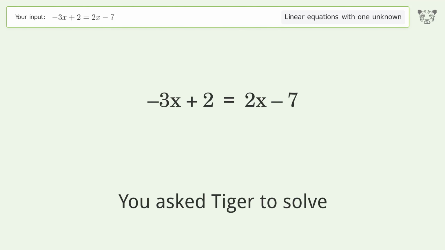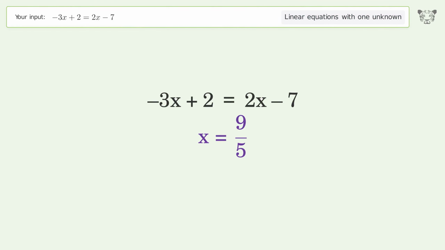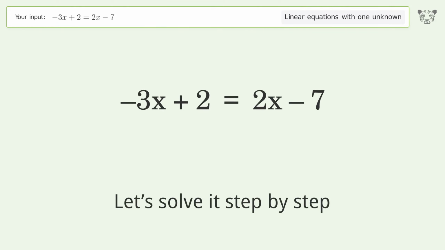You ask Tiger to solve. This deals with linear equations with one unknown. The final result is x equals 9/5. Let's solve it step by step.